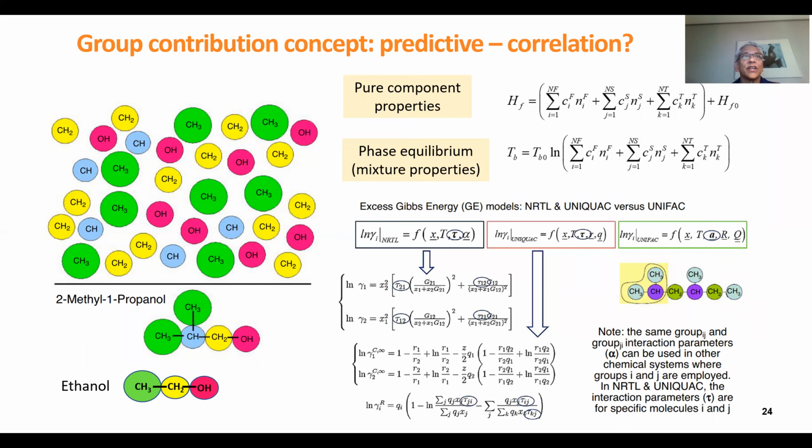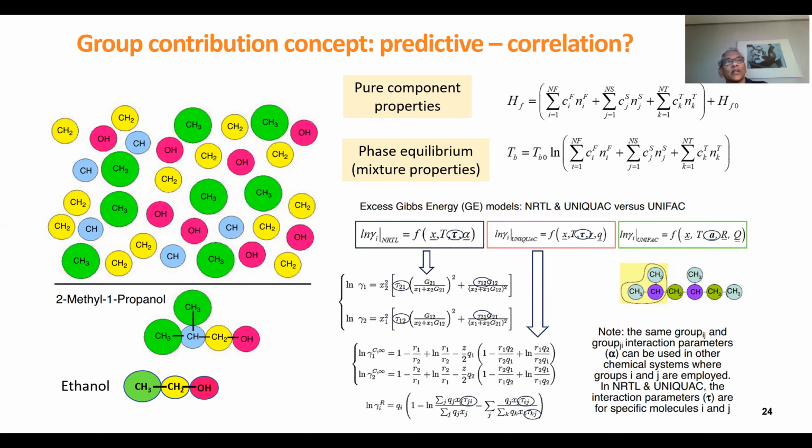So the yellow is CH2, 1 carbon, 2 hydrogen with 2 free bonds. The green is 1 carbon with 3 hydrogen, 1 bond is free. The red is OH, oxygen and hydrogen and 1 bond free. These groups of atoms can be combined together to form molecules like 2-methyl, 1-propanol or ethanol.